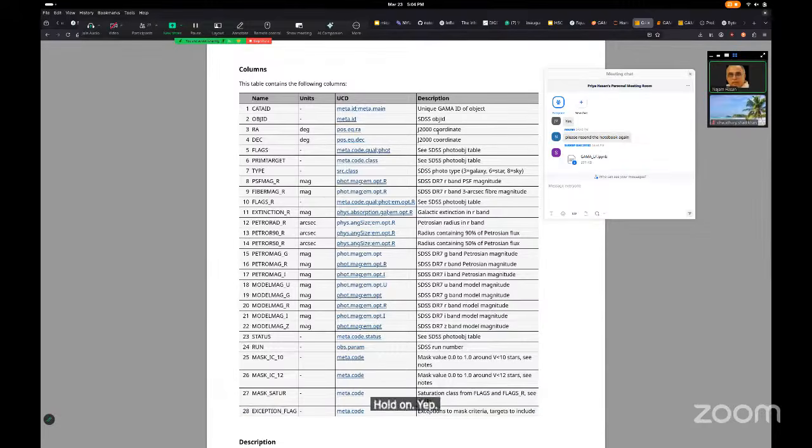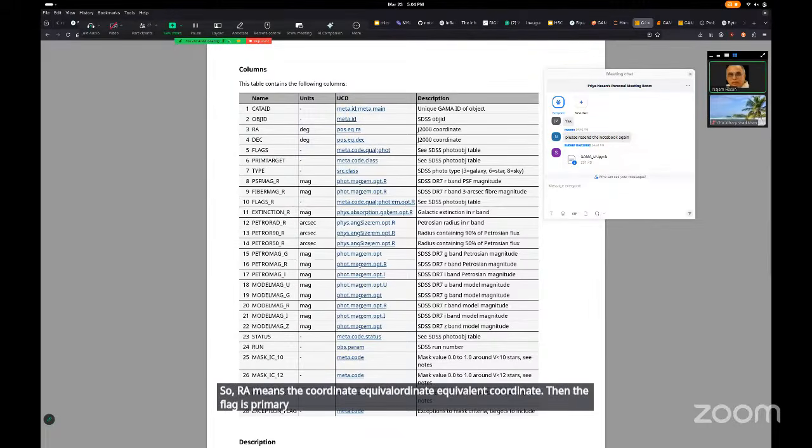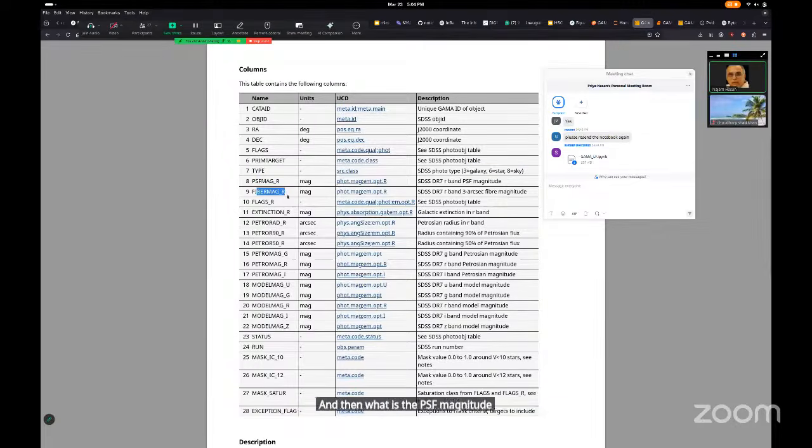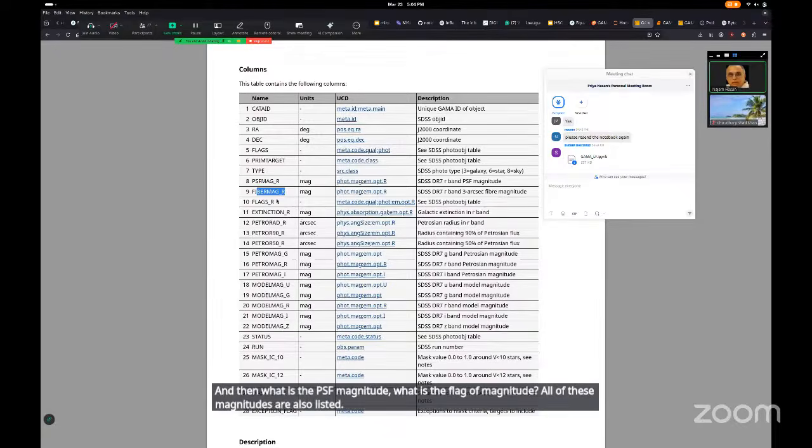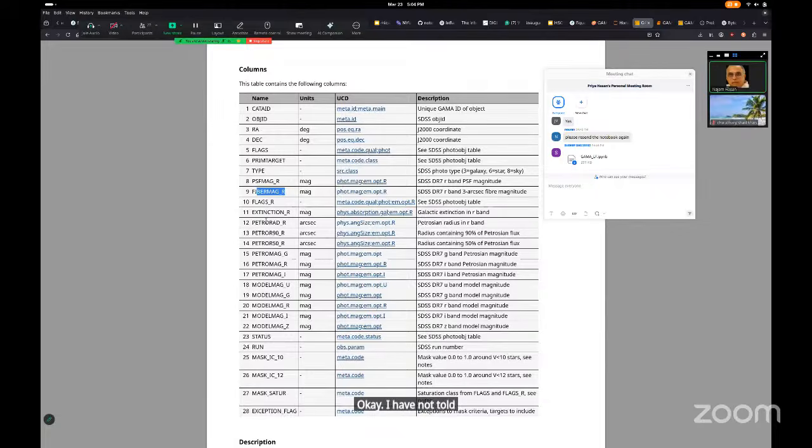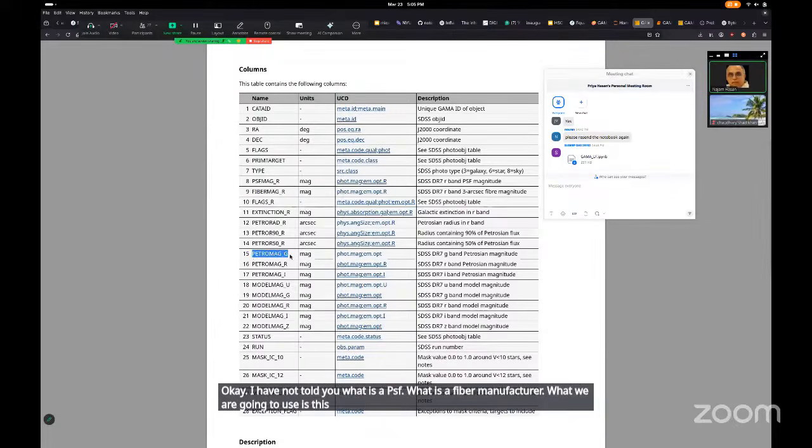So RA means the equatorial RA coordinate, and Dec the equatorial Dec coordinate. Then the flags, primary targeting type, whether it's a galaxy or a star or some sky fiber. And then what is the PSF magnitude, what is the fiber magnitude, all of these magnitudes are also listed. Okay. I have not told you what is the PSF magnitude, what is the fiber magnitude. What we are going to use is this SPECTRO magnitude underscore r. Okay. So there is an r-band filter. In this r band, there is something called a Petrosian magnitude. That's the one that we use.